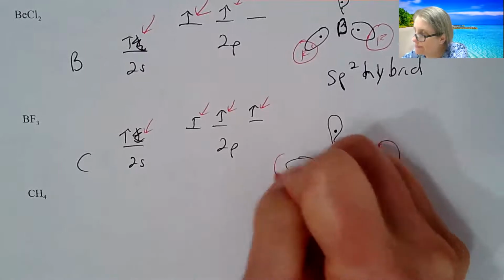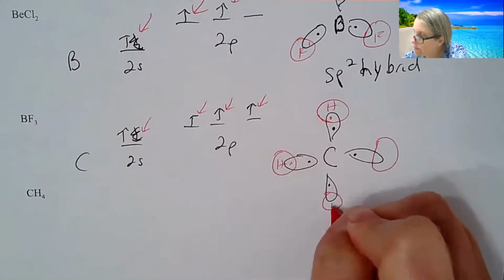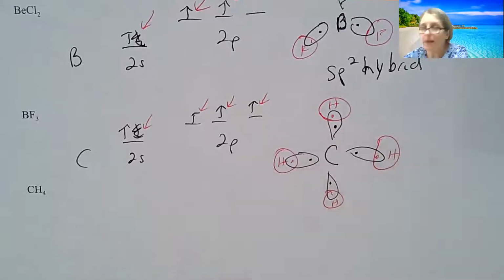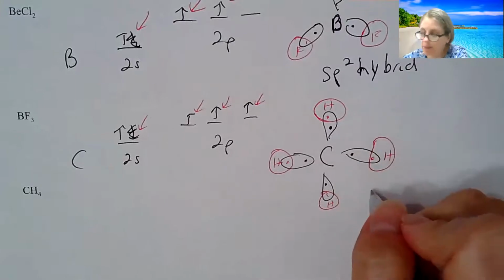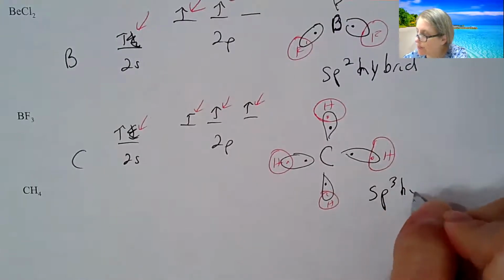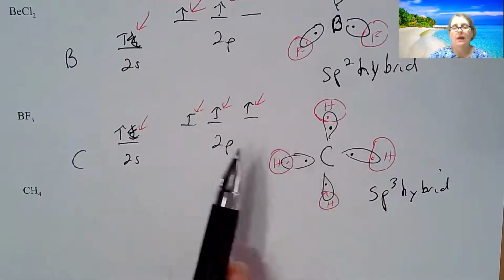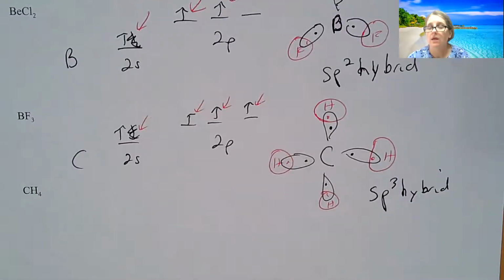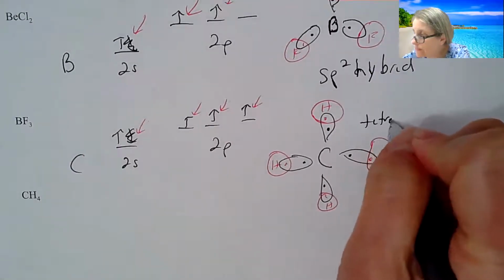Hydrogen can come in and share its 1 electron, and we now have a bond. So what is this called? This is called an sp3 hybrid. And again, it's going to involve 1 of the S, which is a sphere, and then all 3 of the P's. How this works is this is still a tetrahedral.